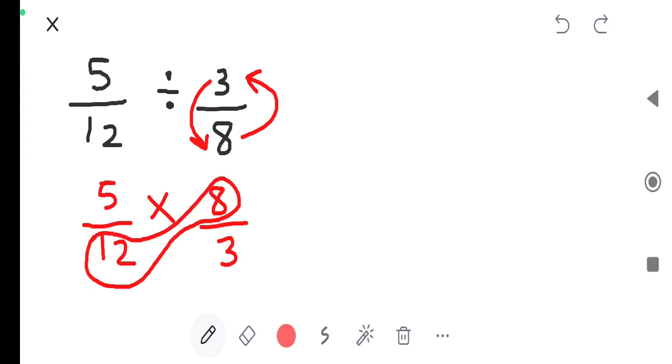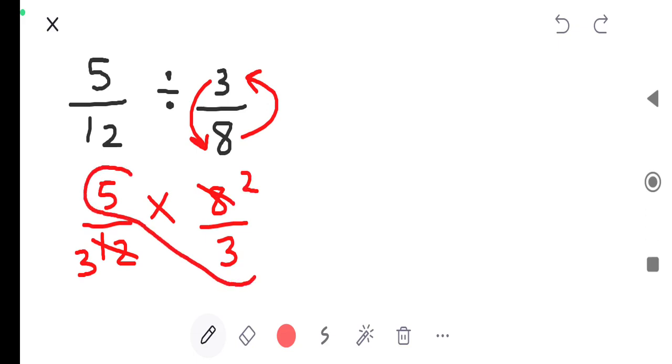So we are dividing by 4. 12 divided by 4 is 3. 8 divided by 4 is 2. Check the second diagonal. Apart from 1, there is no number that can divide both 5 and 3.